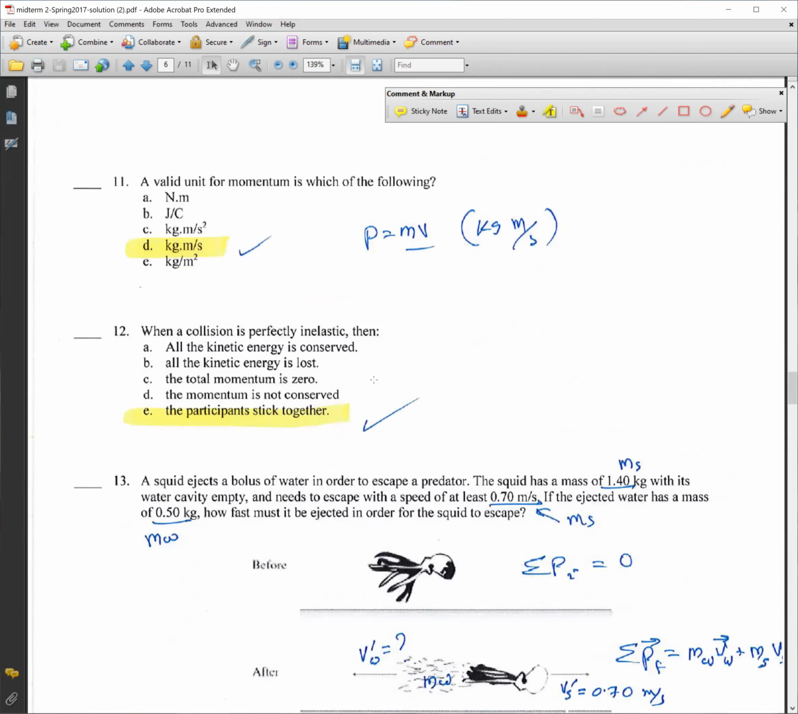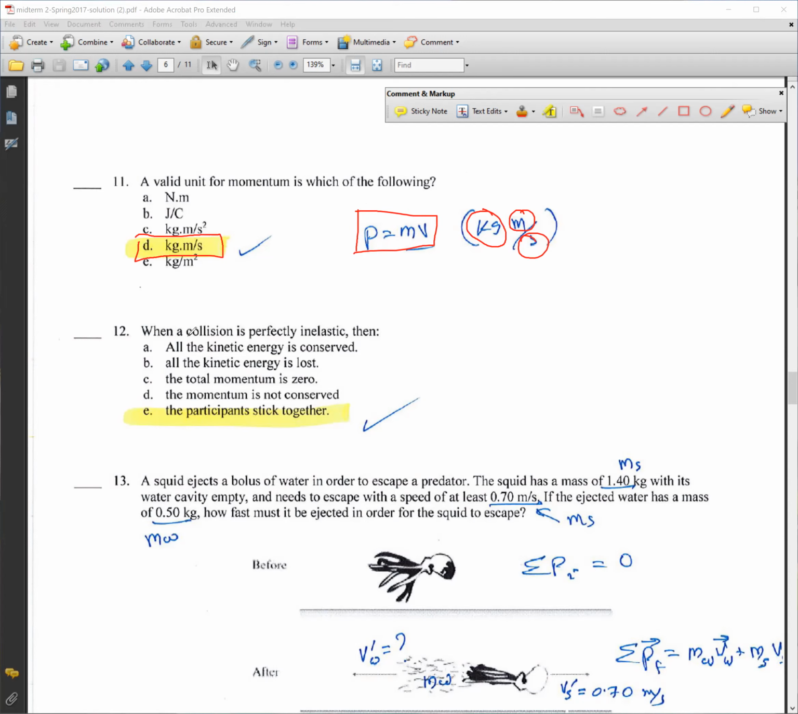Question 11. We did this many times. A valid unit for momentum is which of the following? Now, momentum is given by the formula P equals mv. Among these options, this is kilogram for the mass, and for velocity, it's meters per second. So the option is option D. This is the option corresponding to the momentum in this case.